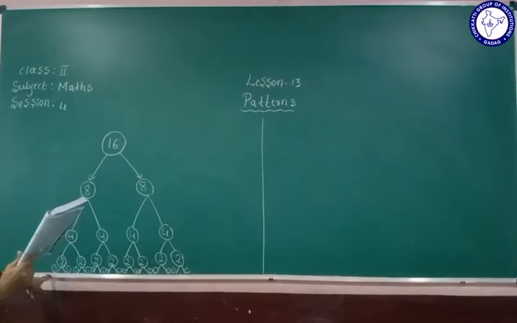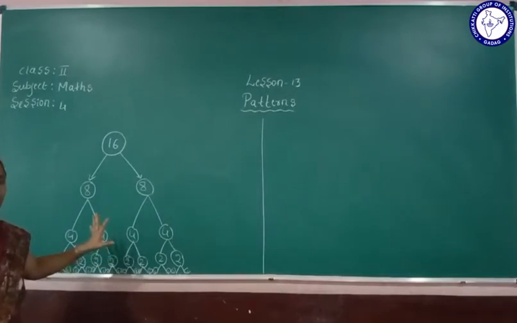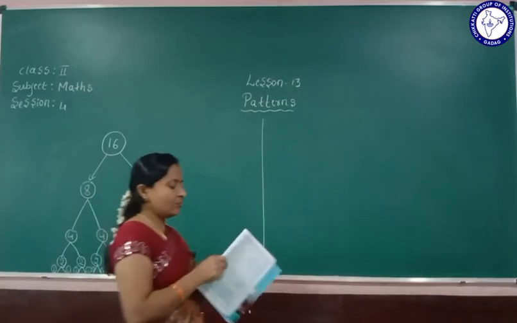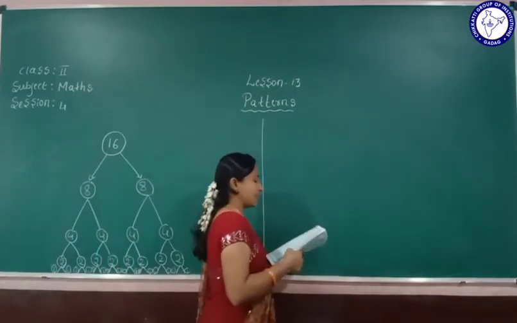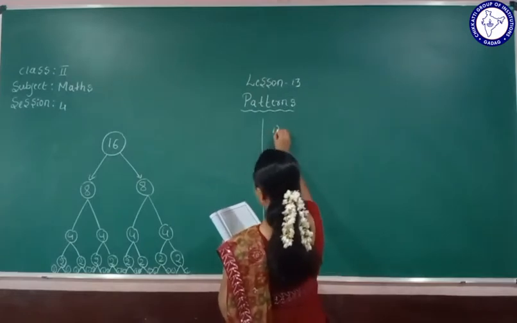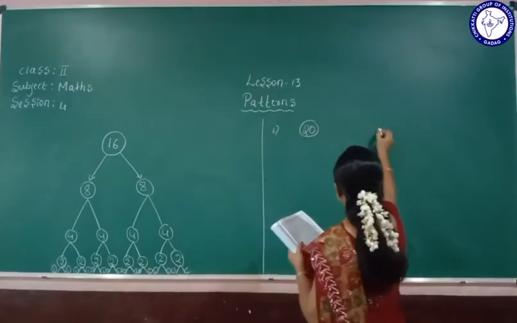From these forms, a number pattern has formed. This is a number pattern. What we can call this is a number pattern. Understood? Yes. In the same way, another example is given here. Complete the following patterns given here. First one, 20.